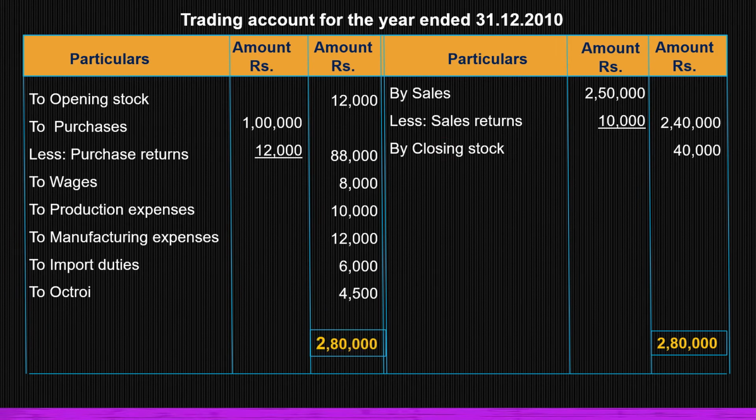2,80,000. From 2,80,000 we should subtract all the expenses. Then we will get the difference, which is known as gross profit. So gross profit will be transferred to the profit and loss account. So gross profit is 1,39,500. So in this way we should prepare a trading account. So the trading account is prepared to find out the gross profit or the gross loss.